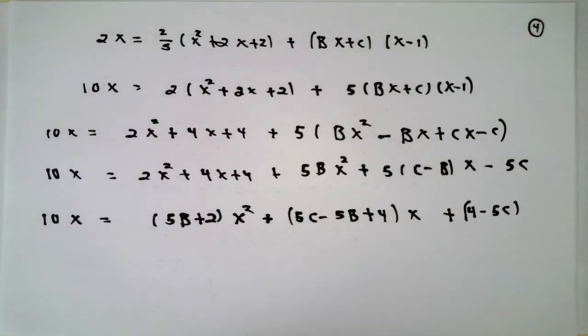If I multiply everything out then and combine like terms, I find out that 10x needs to equal 5b plus 2x squared plus 5c minus 5b plus 4x plus 4 minus 5 times c. It should be obvious what we're going to do now. We're going to compare coefficients between the left-hand side and the right-hand side.